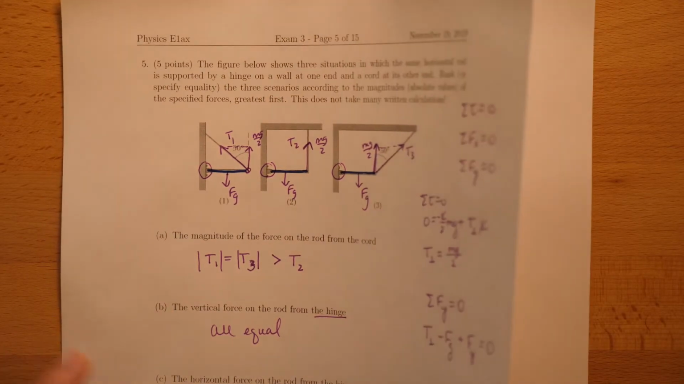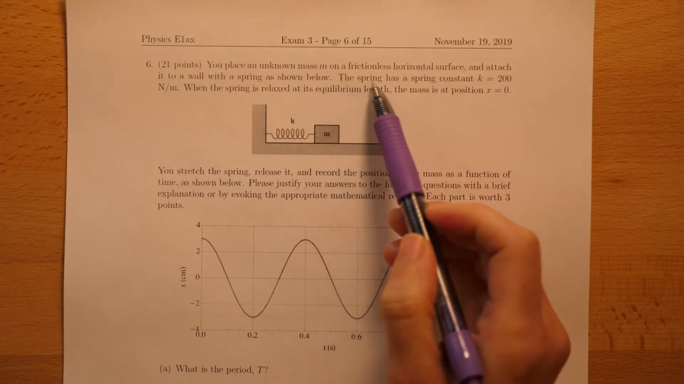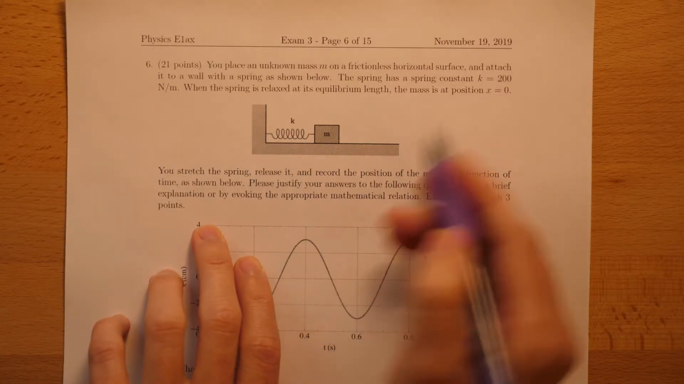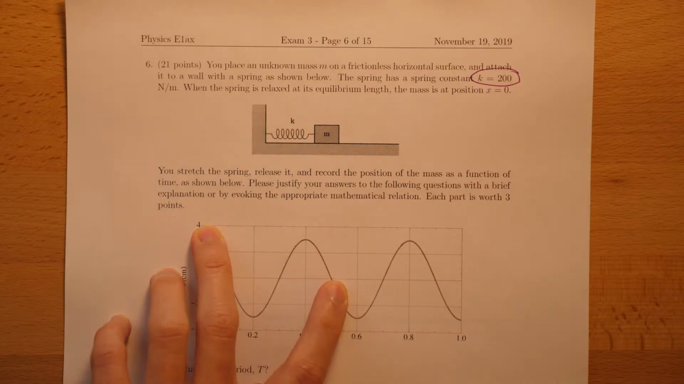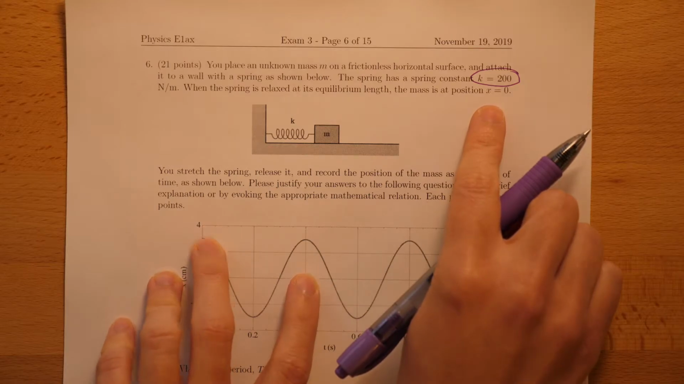Okay, so it's a good problem. All right, now for mass of a spring. So you place an unknown mass on a frictionless horizontal surface, you attach it to a wall, and the spring constant is 200 newtons per meter. When the spring is relaxed at its equilibrium length, the mass is at x equals 0.